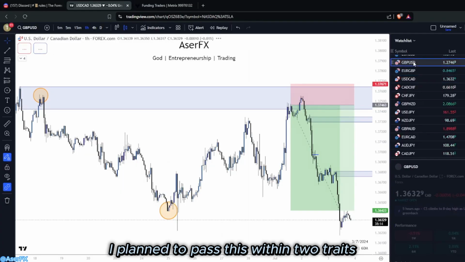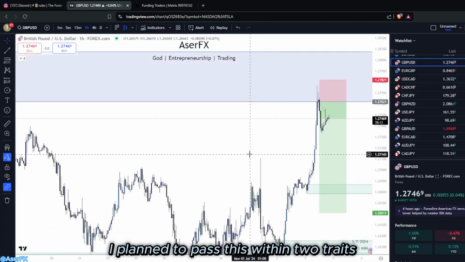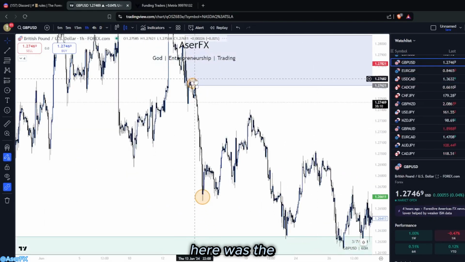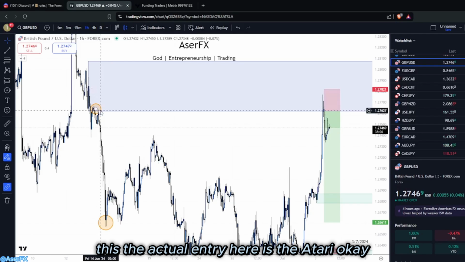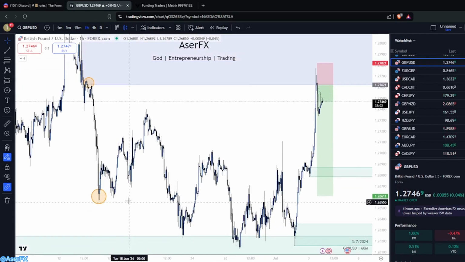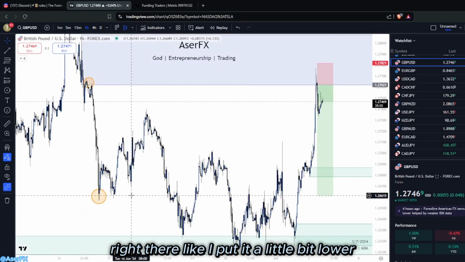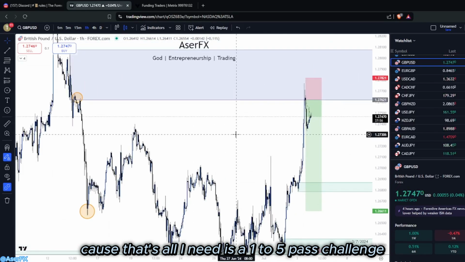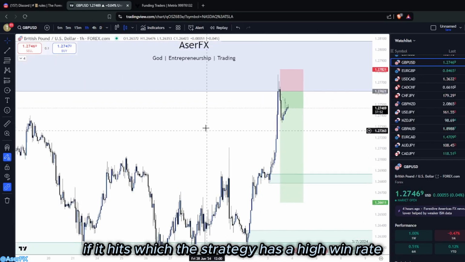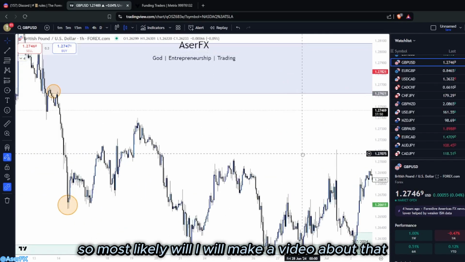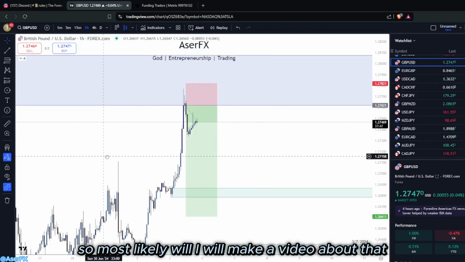I plan to pass this within 2 trades. Here was the actual entry. Here is the target. Okay. Right there. Well, I put it a little bit lower because all I need is a 1 to 5 to pass the challenge. So once this hits, if it hits, which, the strategy has a high win rate, so I most likely will, I will make a video about that.